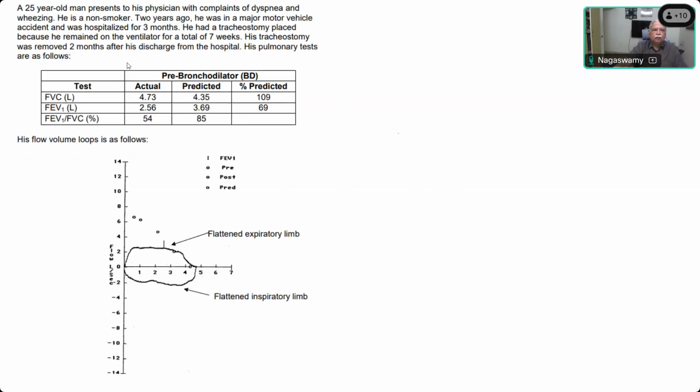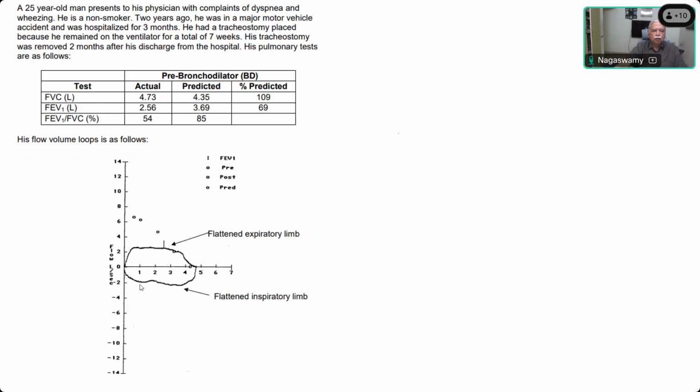A 25-year-old presents to the physician with complaints of wheezing. He is a non-smoker. Two years ago, he was in a major motor vehicle accident and was hospitalized for 3 months. He had a tracheostomy placed, and because he remained on the ventilator for 7 weeks, his tracheostomy was removed after 2 months of discharge, and his PFT is showing like this. FVC is almost normal. FEV1 is slightly reduced. FEV1 to FVC ratio is 54%, predicted 85.